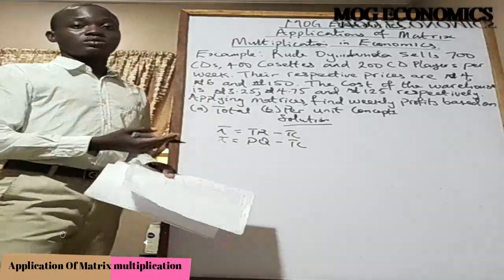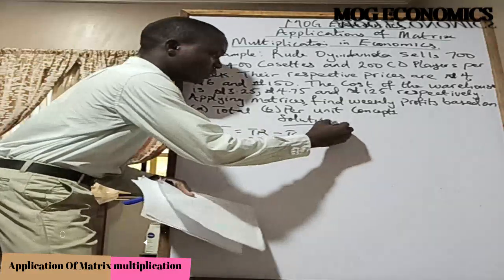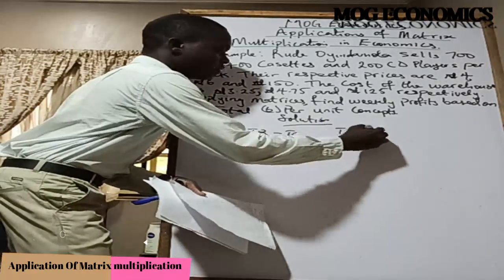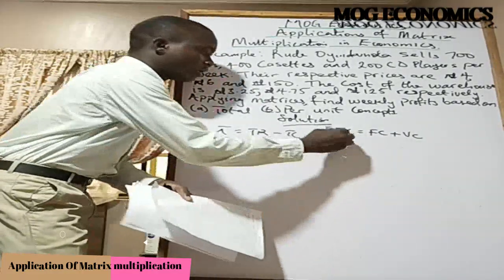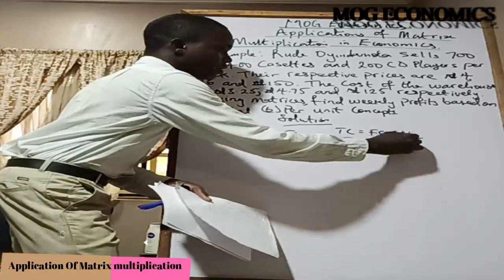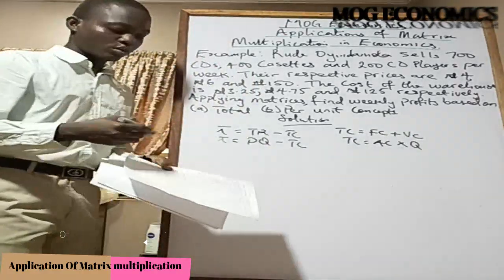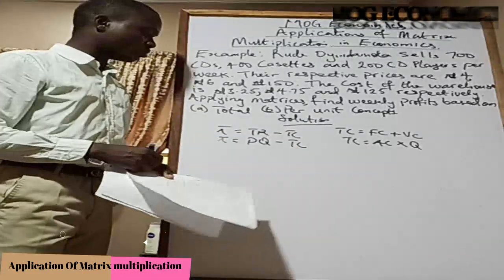But then TC has two formulas. I don't know if you know before, but TC could be calculated using this formula: fixed cost plus variable cost, which gives you your total cost. Another formula that you can use is average cost multiplied by quantity. So these are the two formulae that you can use to calculate your total cost.